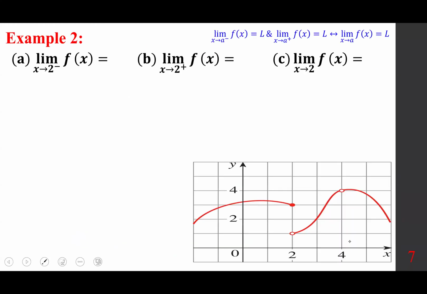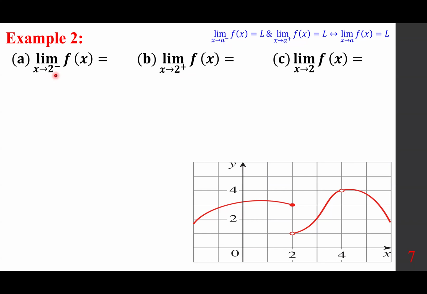Let's look at some graphs and remind everybody what this means. This means a from the left. The limit of f of x as x approaches a from the left equals L. And if the limit of f of x as x approaches a from the right is L, then the limit exists and it's equal to L. So we are interested in finding the limit of f of x as x approaches 2. That's why we look at one-sided limits.